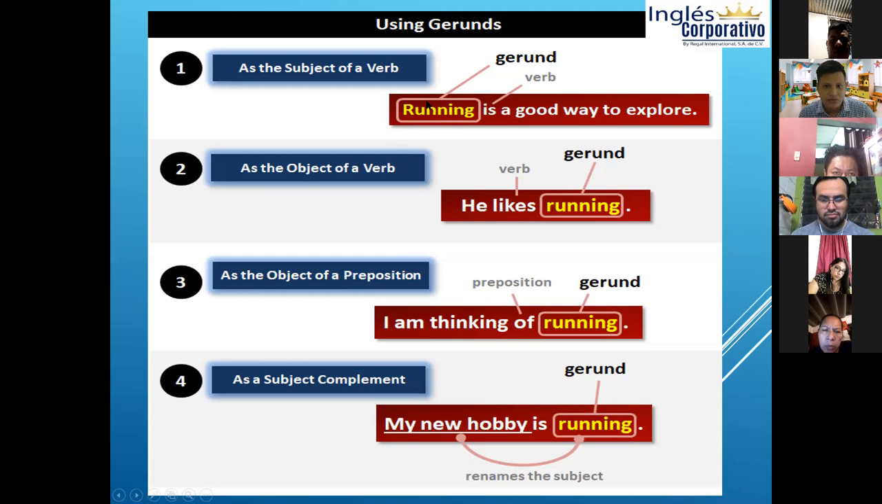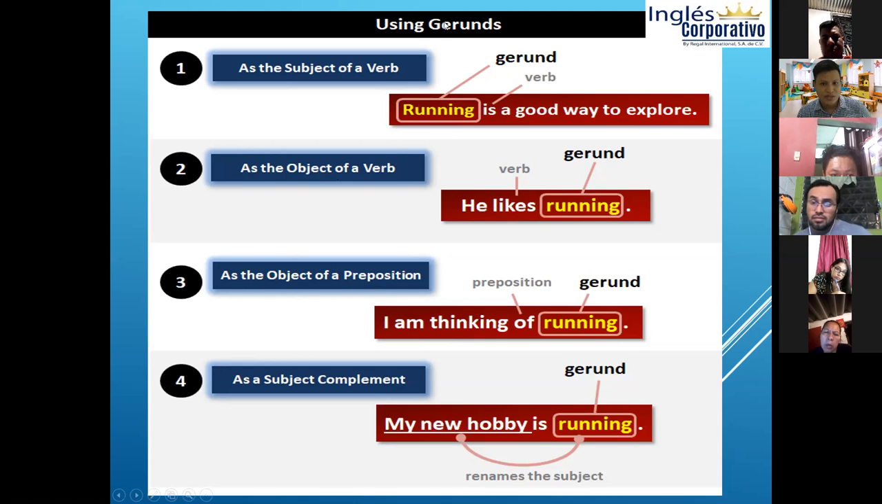Ok, good. Running. También lo podemos utilizar como un object of a verb. For example, he likes running, que ya dijimos. Acá funciona como un object o como un nombre. Por ejemplo, a él le gusta correr, no como verbo. El verbo sería likes, right? Eso es lo que vamos a ver.